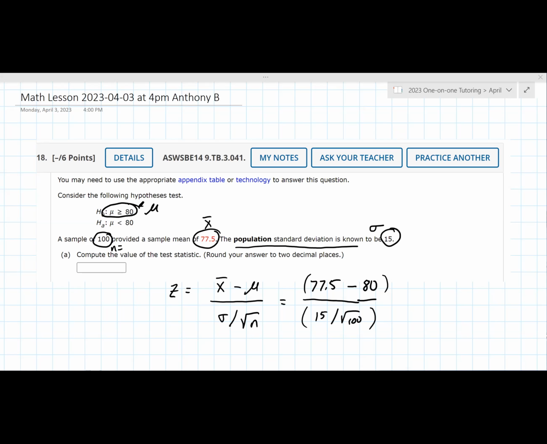I got negative 1.66, and then you have to round to 2 decimal places, 1.67. Does that look good to you? Yeah, I got the negative too.